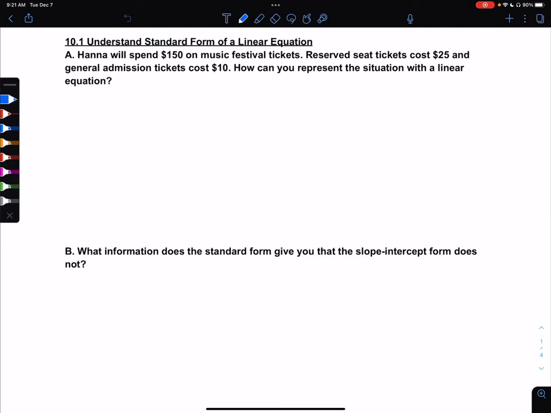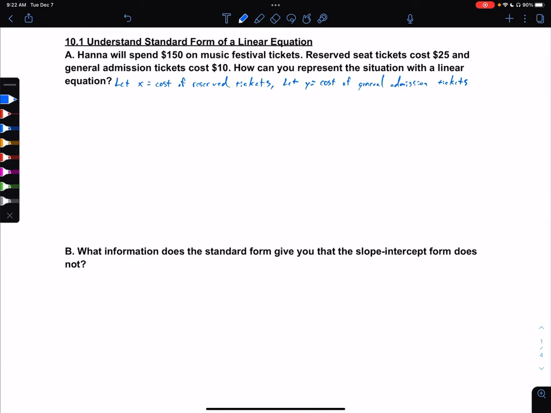All right, so we can say that let x equal the cost of reserved tickets. And let y equal the cost of general admission tickets. So this one's going to be more about writing and understanding the setup of these and what's called standard form, and not so much about actually solving it.